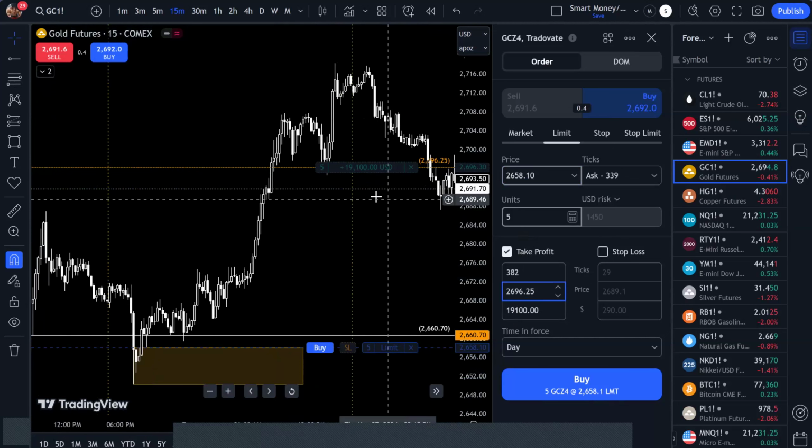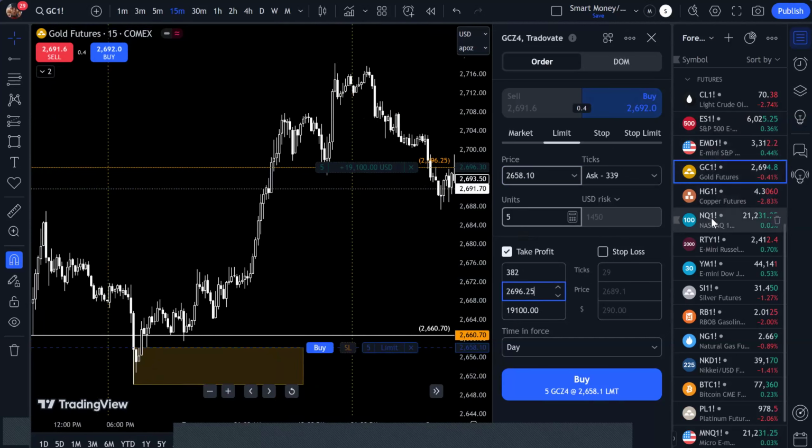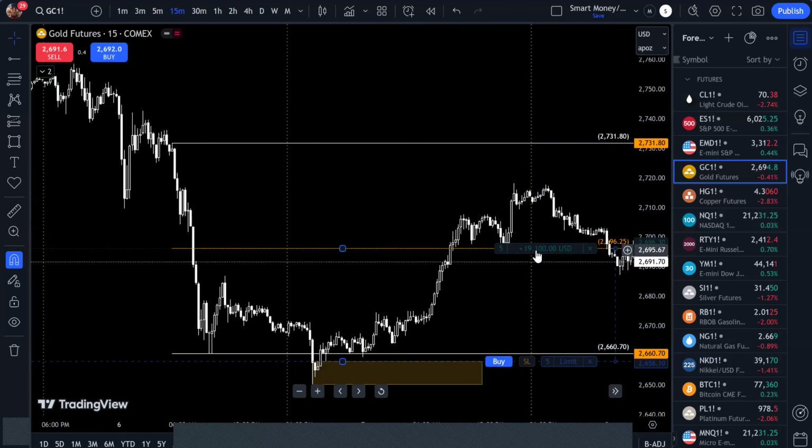I only trade one trade at a time. While I was in NASDAQ, that's the one I focused on. I like to focus on one trade at a time. But look, just to here was $19,100 right there.